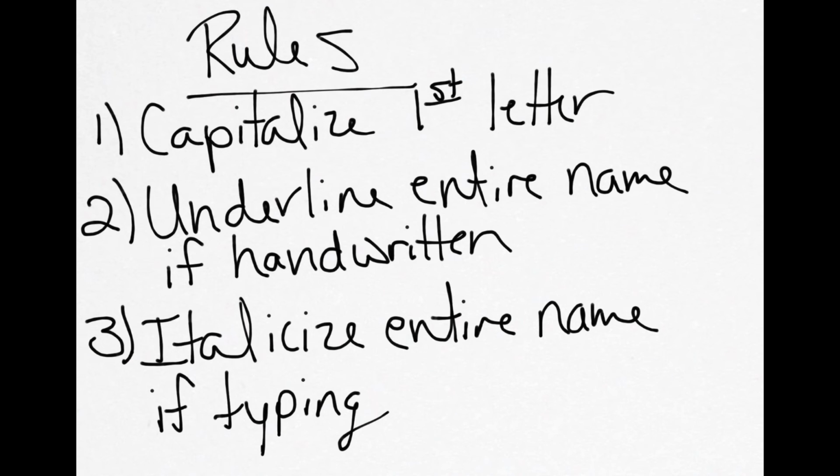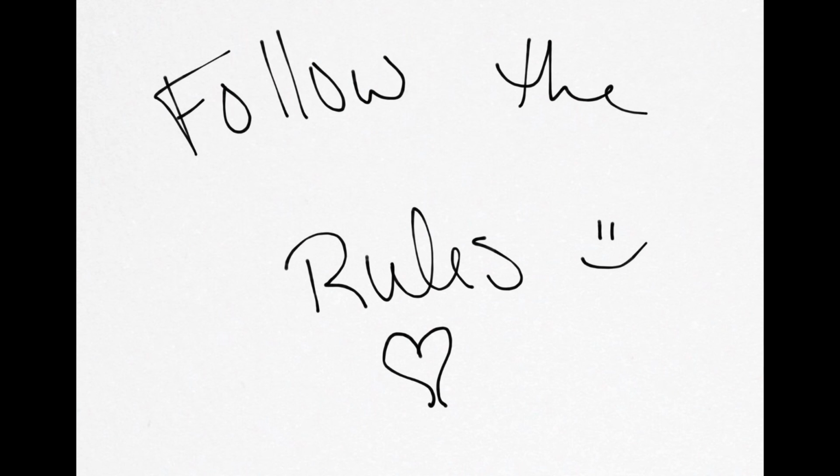Let's review these rules again. Always capitalize the first letter. The rest is lowercase. If you are handwriting a scientific name, you're going to underline both parts. Can't stress that enough. You underline both the genus and the species part. If you are typing, instead of underlining, you will italicize the entire name, both the genus and the species part. And guys, there we have it with binomial nomenclature, aka scientific names.